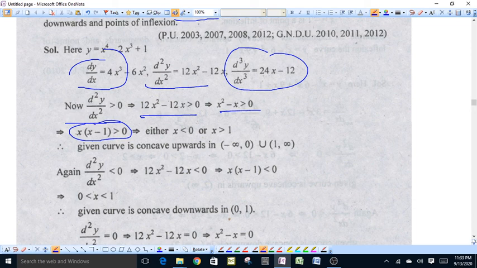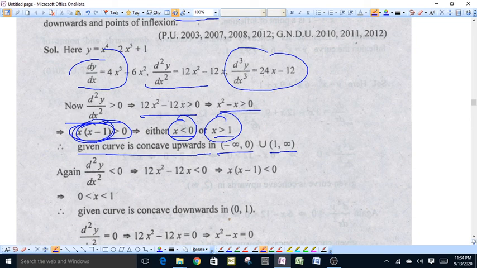This means this product is positive. This is possible when either x is less than 0 or x is greater than 1. This means the curve is concave upward in the interval minus infinity to 0 or 1 to infinity. This product will be positive when either x is negative, that is x is less than 0, or x is greater than 1.